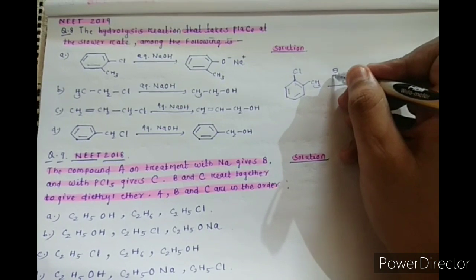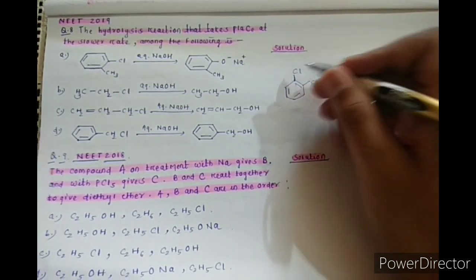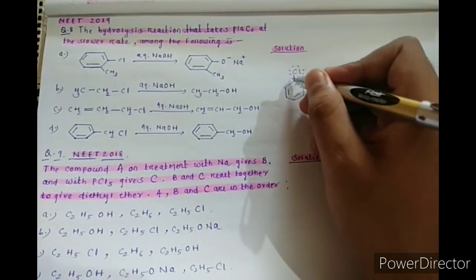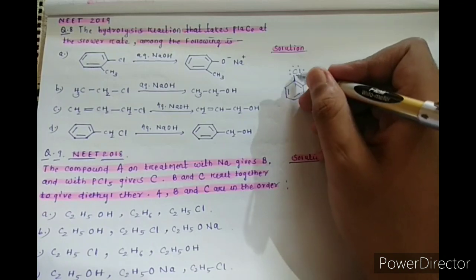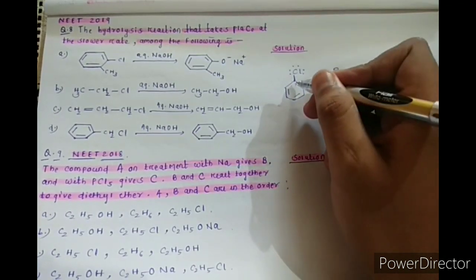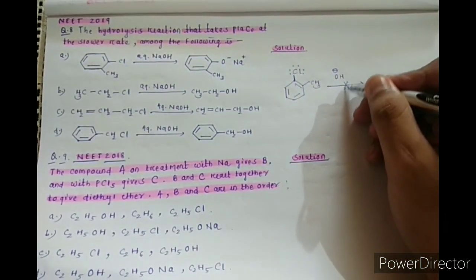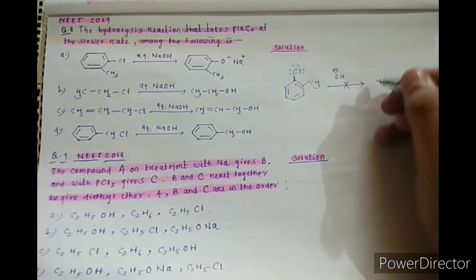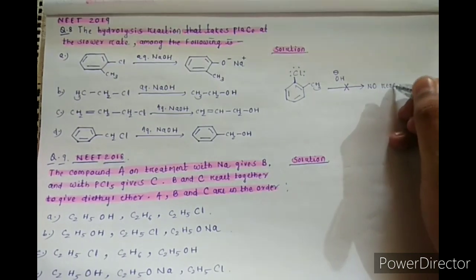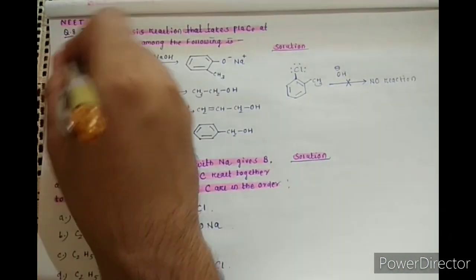The OH minus cannot attack here, because this chlorine has a lone pair of electrons, and this lone pair is in conjugation with the benzene ring. It is showing resonance and partial double bond character, hence the OH minus will not be able to cleave this bond, and it will not undergo reaction. Hence the reaction rate is very slow in option number 1. So the correct answer here is option A.